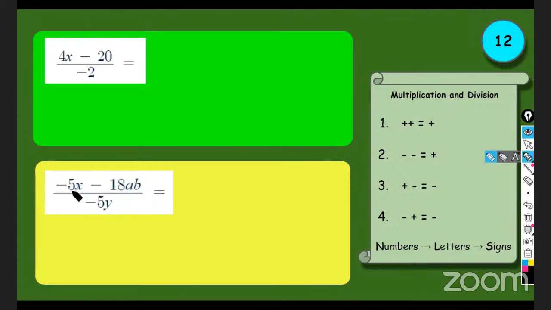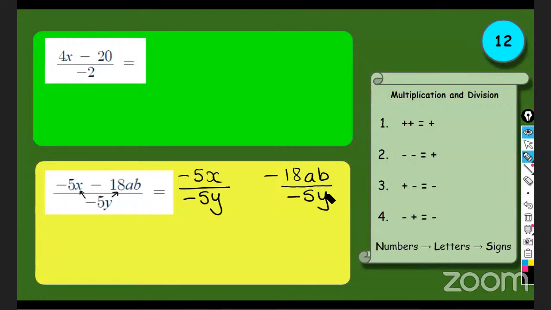So let's separate these questions here. Both items get divided by minus 5y. So you have minus 5x. You have the minus 18ab here. You divide each of them individually by the item underneath. Both of them get divided by minus 5y, right? Both of them.